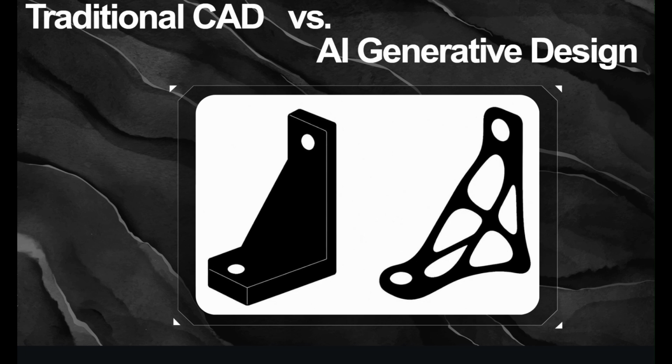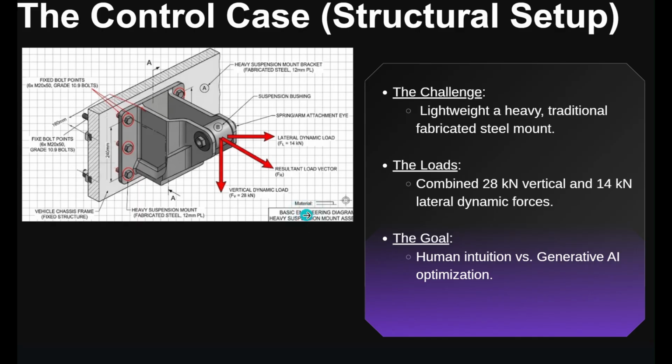To make this evaluation completely objective, we are using a standard heavy suspension mounting assembly as a control model. As you can see from the engineering blueprint, our design boundary constraints are rigid. We have 6 M20 grade 10.9 structural bolt locations on the vehicle chassis frame, and the suspension bushing eye must withstand a severe combination of 28 kilonewtons vertical load and also a 14 kilonewton lateral load. This gives our AI generative solver a highly realistic structural benchmark to compute against human modeling rules.